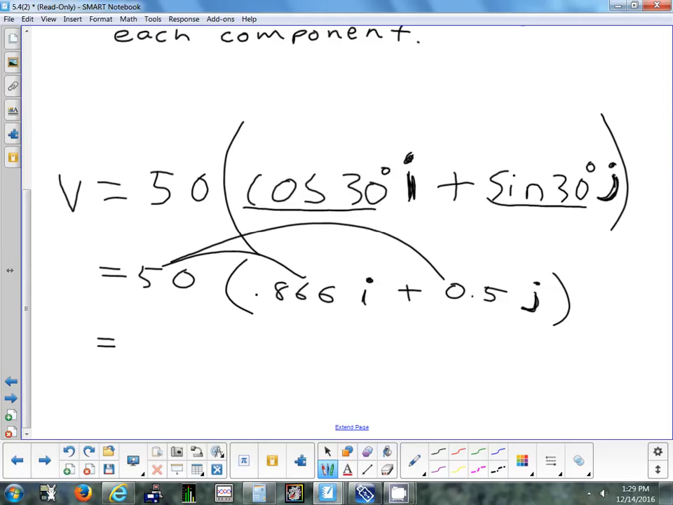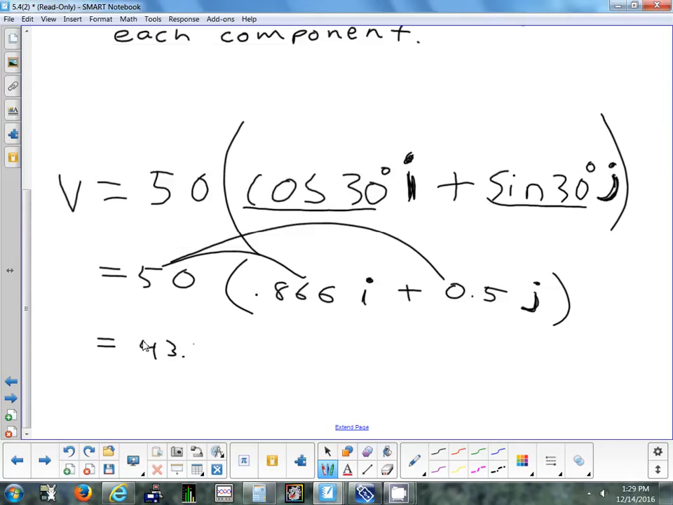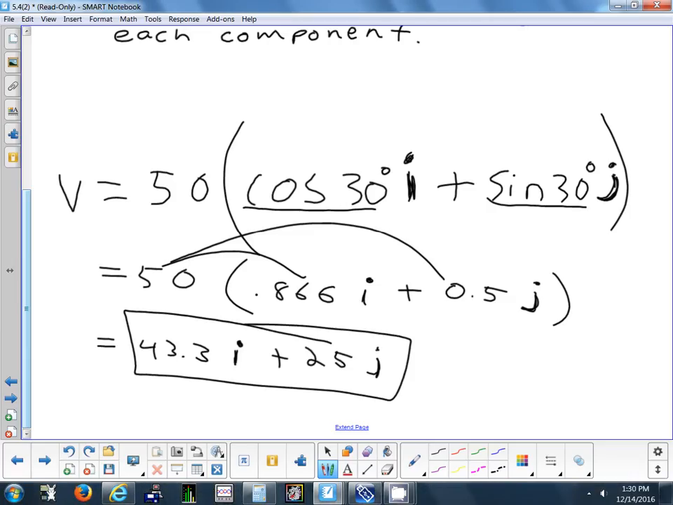So I've got 50 times 0.866, which is about 43.3 I, so that's the horizontal. And what's 50 times 1/2? 25 J. That is my velocity vector.